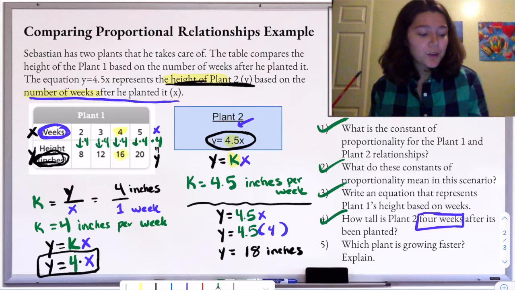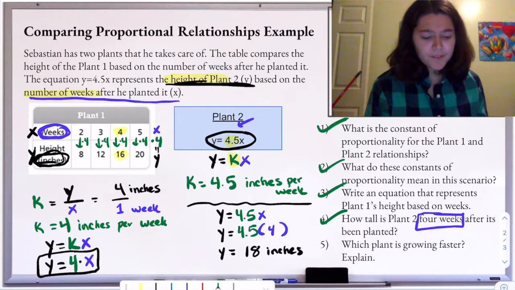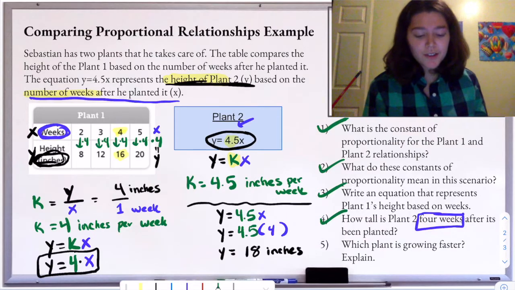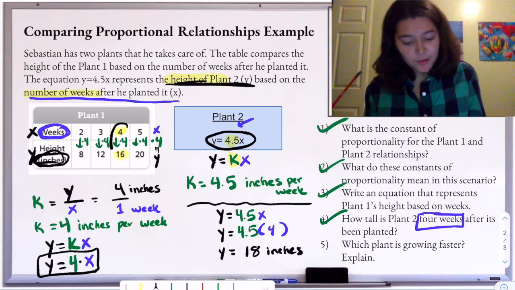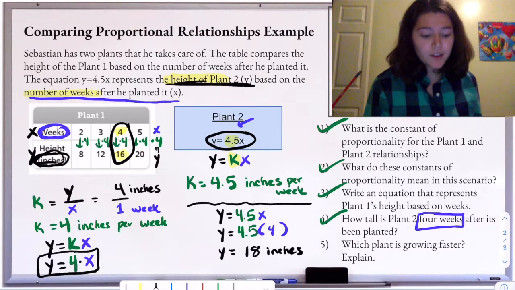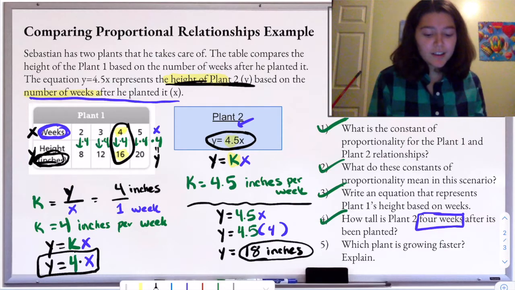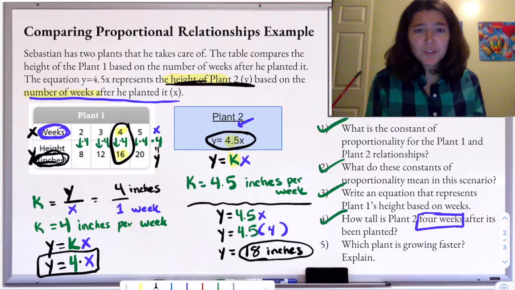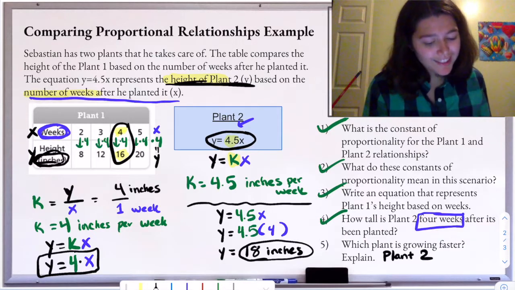So then finally, which plant is growing faster? Explain. Well, let's just compare the 4-week situation. After 4 weeks, how tall is plant 1? Plant 1 is 16 inches, which we see right here. And then after 4 weeks, how tall is plant 2? 18 inches. Okay, so plant 2 is taller after 4 weeks than plant 1 is. So which one's growing faster? Plant 2.